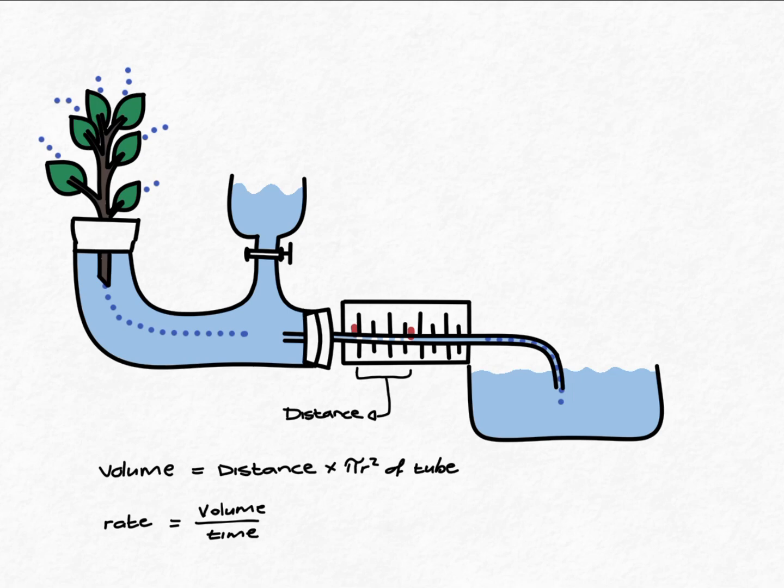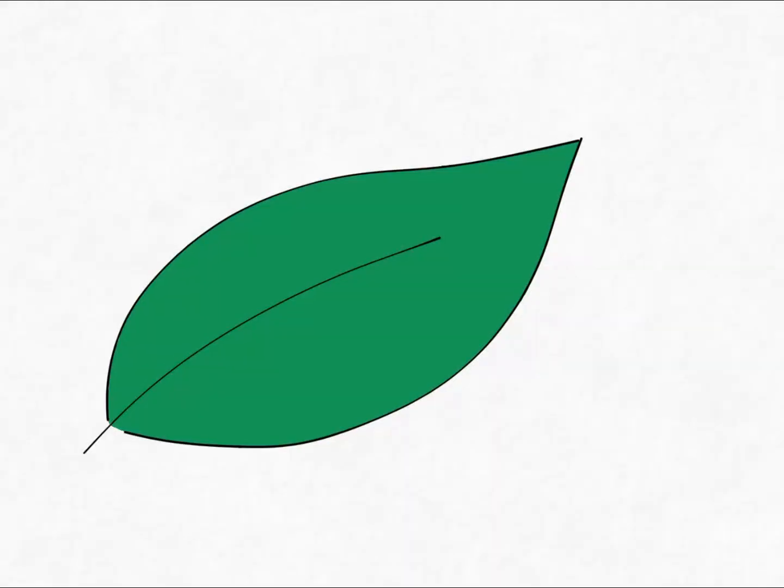So we can add a light source, we can put it in the dark, we can increase the temperature of the room, we can decrease the temperature of the room, we can add a fan to add wind, we can increase humidity, all of those factors, and then test the transpiration rate. Okay, so now let's have a look at how these factors actually affect transpiration.